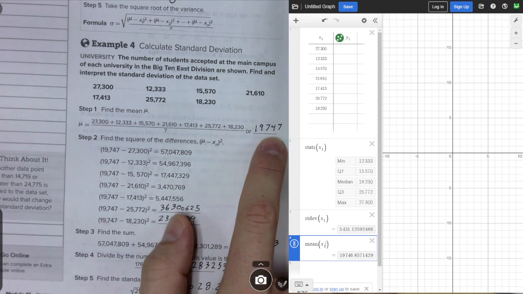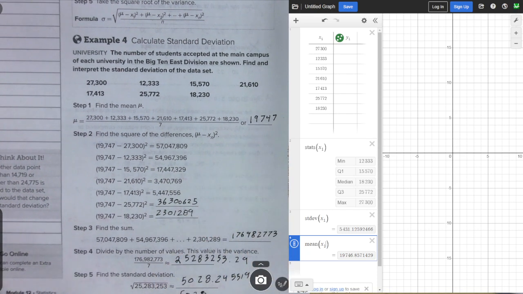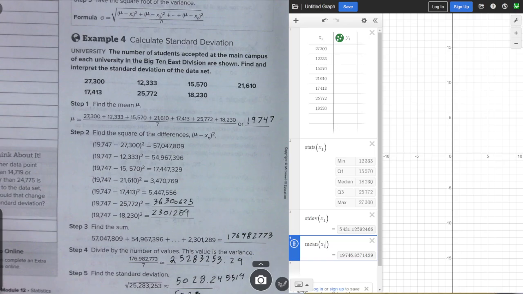That's a little concerning that it just rounded to one decimal, because we see right here that our mean is 19746.8571, and the standard deviation here is this. Honestly, you should use Desmos to get the answer, because that is going to give you the exact answer. These roundings here are a little problematic. God, I hate using that word.